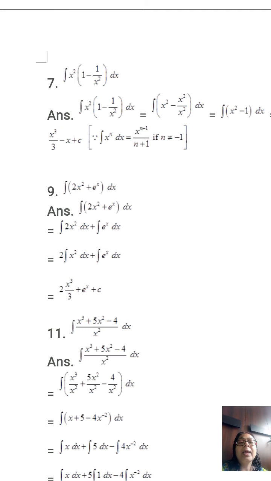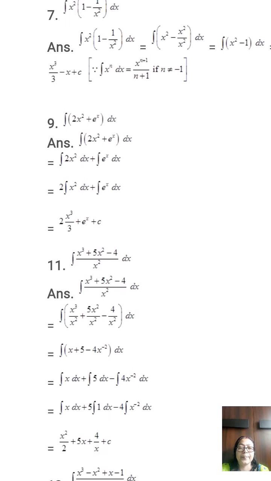Next question, integration of (2x square plus e to the power x) into dx. Here we will break it first, that is 2 into x square. 2 will come outside, so 2 integration x square dx. For this part, the same formula of x to the power n we have to use. Integration of x to the power n is x to the power n plus 1 by n plus 1, so x cube by 3. And the second part is integration of e to the power x. So the integration of e to the power x is e to the power x only, plus c.